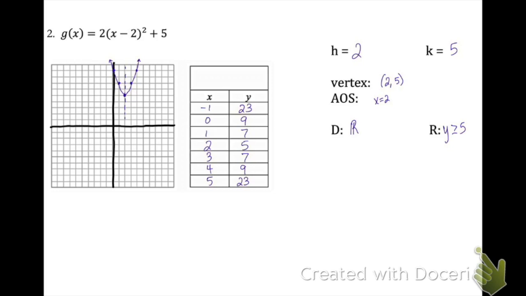And then if you check your table of values, I've got one correction to make here, and so we'll have our vertex at 2, 5, and then numbers around it will be these values, and then your parabola should look like the one that I have graphed on the left.